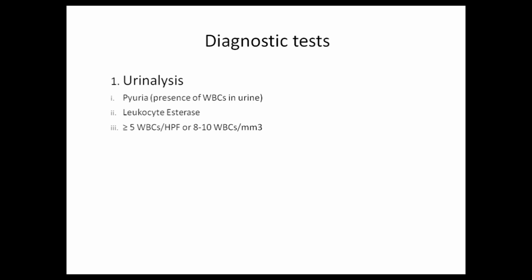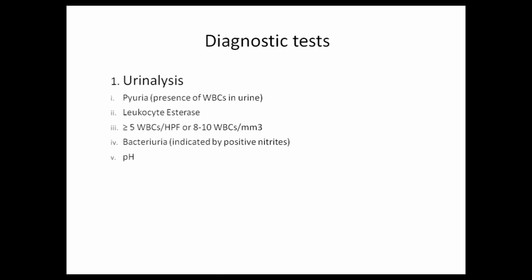And how many WBCs should be present? Equal to or greater than 5 WBCs per high power field, or 8 to 10 WBCs per mm cubed. Bacteria indicate positive nitrites, and nitrites are produced by gram-negative bacteria. So if the urine test is positive for nitrite, it means gram-negative bacteria are present in the urine, and it's a sign of urinary tract infection.